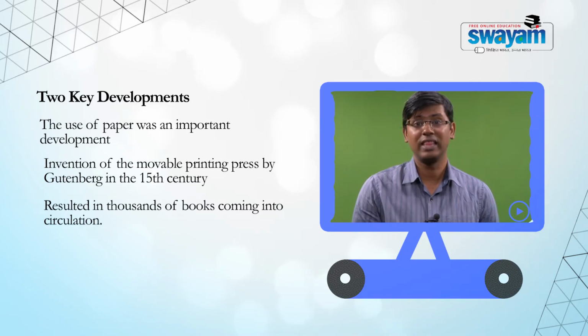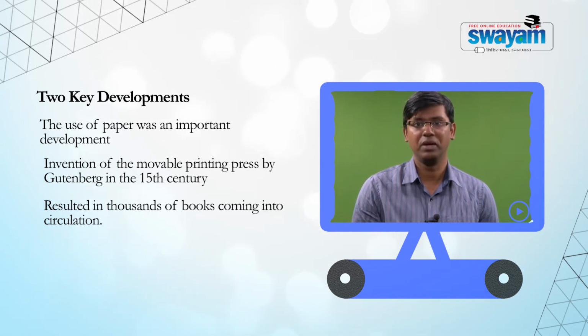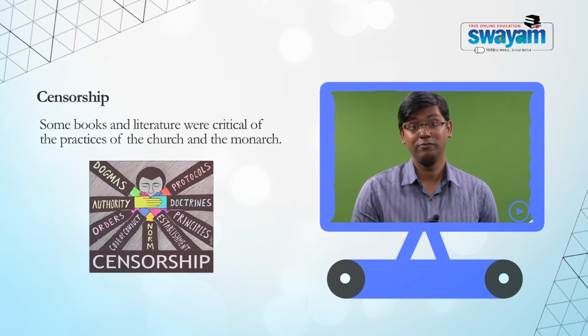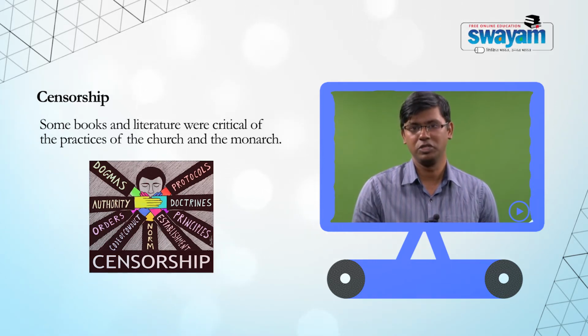This resulted in thousands of books coming into circulation, and all of a sudden you had a spurt in the number of books that were available in the marketplace. Many works that were largely confined to a particular territory or region, because you didn't have a printing press, could now be easily copied in a short span of time. Unfortunately, when the printing press came into being, there was definitely, no doubt, a growth or a spurt in the number of books that were published.